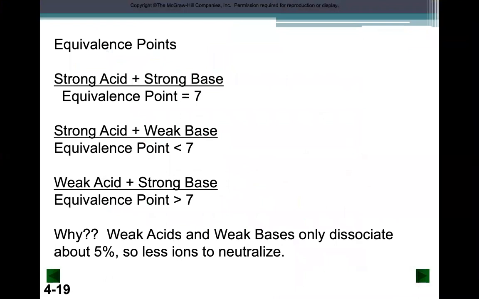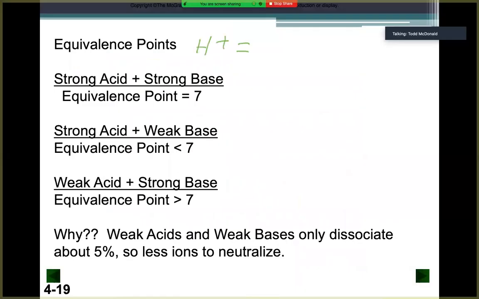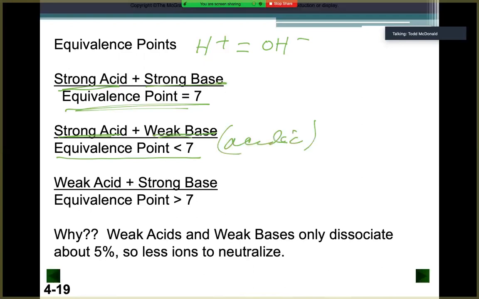Summary, here's what you need to know. When we're dealing with the equivalence point, and the equivalence point is when our H pluses are equal to OH minuses in terms of just counting for stoichiometry purposes, if we put a strong acid and a strong base together, the equivalence point is equal to 7. Strong acid, weak base, strong acid wins. The equivalence point is going to be less than 7, which is acidic, right? If we have a weak acid and a strong base together, the equivalence point in this case is going to be greater than 7. Why? Because there's more OH minus ions floating around in solution. All right.